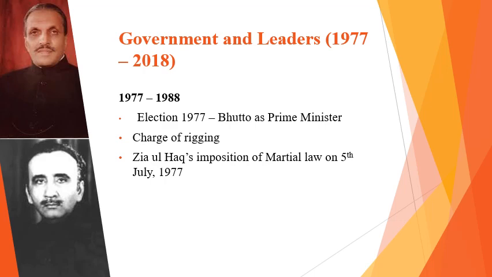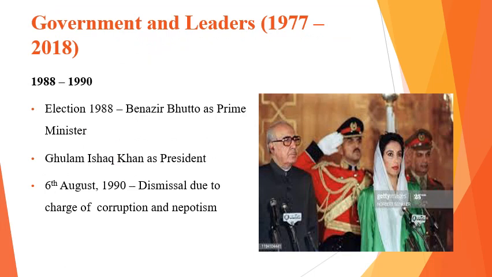On 30th December 1985, the election was conducted by Mr. Ziaul Haq, and the person who became the Prime Minister of Pakistan was Mr. Junejo. The pictures that you see on the left top is Ziaul Haq, whereas the next picture is of Junejo. From 1988 till 1990, the election was conducted on 1st December 1988. As a result of that election, for the first time, a woman by the name of Benazir Bhutto became the Prime Minister of Pakistan.